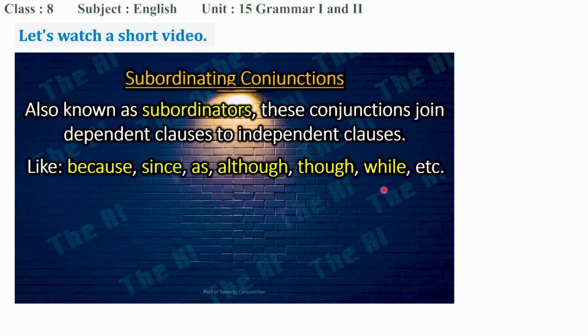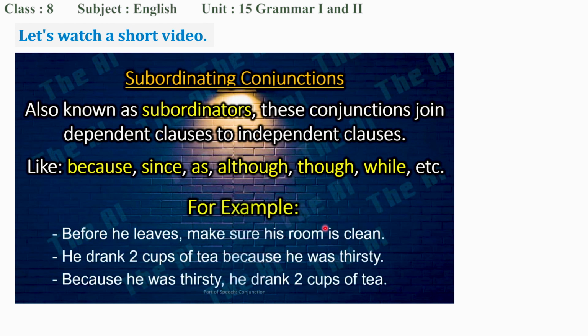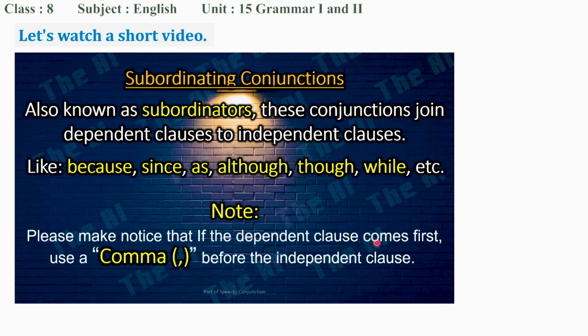Subordinating conjunctions. The subordinating conjunctions, also known as subordinators, join dependent clauses to independent clauses, like because, since, although, as, while, though, whereas, etc. For example, before he leaves, make sure his room is clean. He drank 2 cups of tea because he was thirsty. Because he was thirsty, he drank 2 cups of tea. Please notice that if the dependent clause comes first, use a comma before the independent clause.